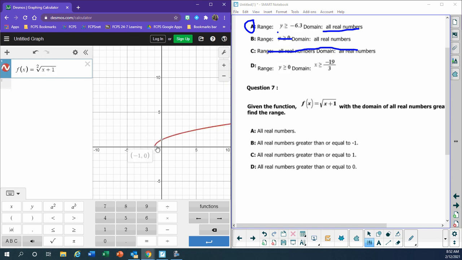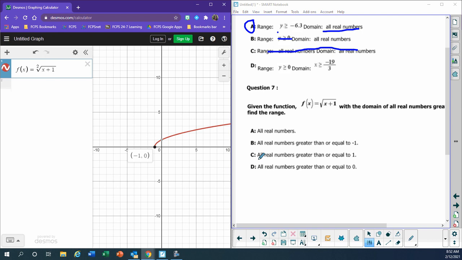See how it has a starting point here and it's going to the right? So the domain has limitation. Therefore, also the range, because the range is 0 and up. The domain is this number and to the right, -1 and to the right. So all real numbers greater than or equal to -1. Yeah, so that -1 is what we have to do. So we'll pick B.